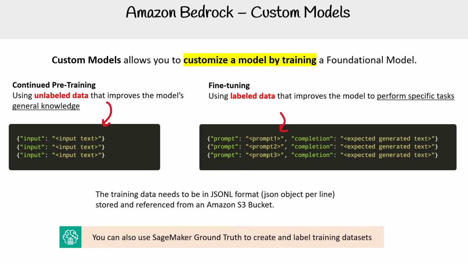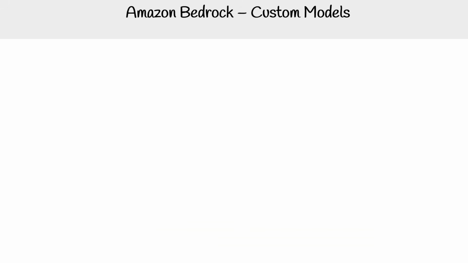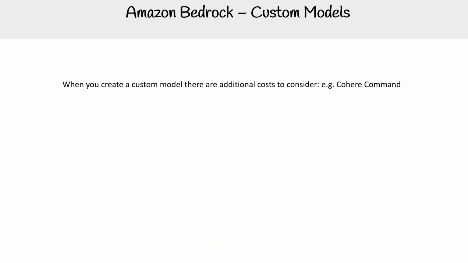You can use SageMaker Ground Truth to create and label training data sets. But I mean, it's not that hard to label your data, but it depends on how much data you have. There's also other things you might want to know, like about the cost. So imagine if you have a custom model, let's say using Cohere Command.